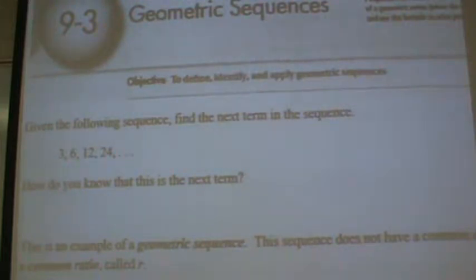Alright, so today we're going to start 9.3, and it's titled Geometric Sequences. So remember, yesterday we finished up arithmetic sequences. How did we know a sequence was arithmetic? So we had a common difference that was the same. How did we find that common difference? What did we do? So you were finding out if you added or subtracted the same number from each number.